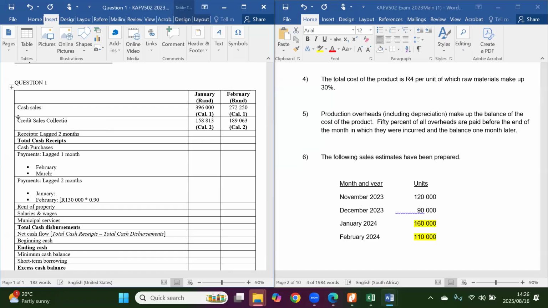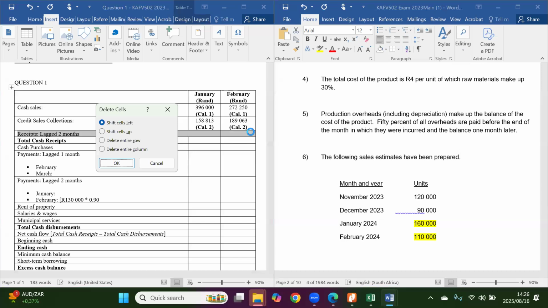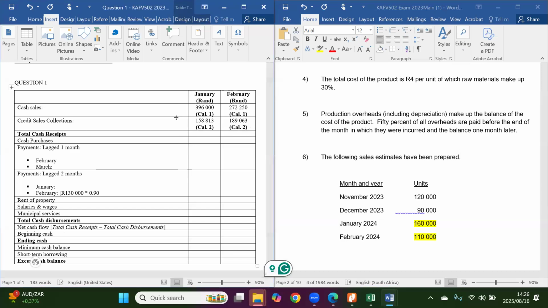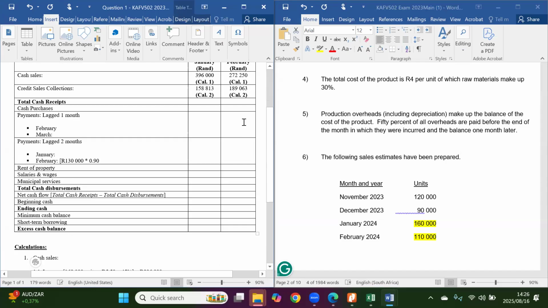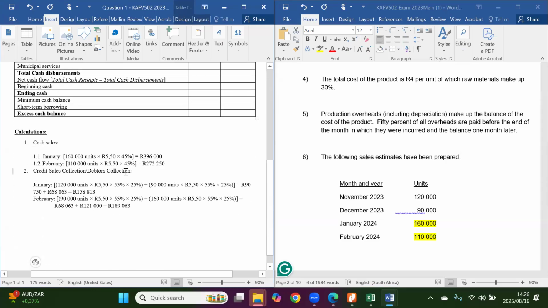Okay, I think that's better. Credit sales collections. Yeah. And then I'll just remove this, because I already did the calculations separately, and then I'm going to remove this column over here. Okay, like that. So it will be credit sales collections for the month of January from calculation 2, and then for the month of February, again from calculation number 2. So if the lecturer goes to these calculations, they will be able to see what you have done.